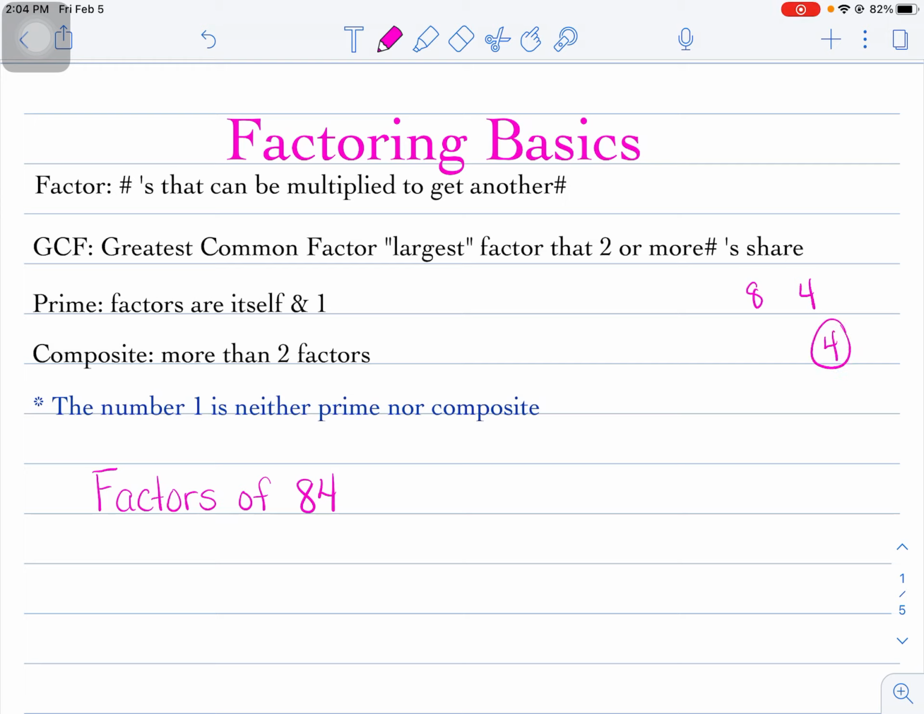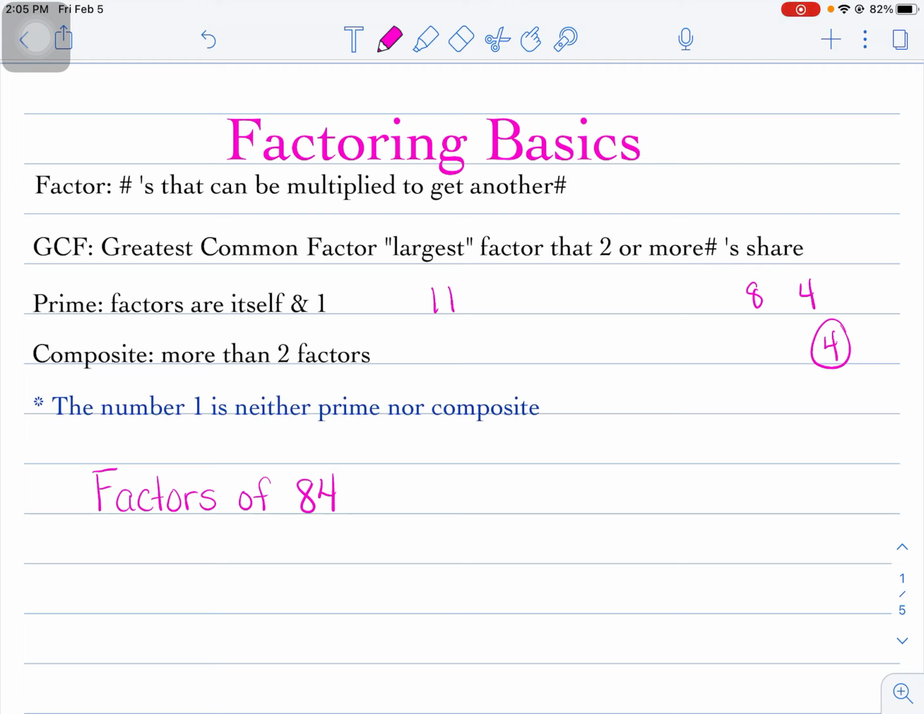Prime numbers only have factors that are itself and 1. So for example, 11. 11 is not divisible by any number other than 1 and itself. So if it has just 1 and itself, it's called prime.